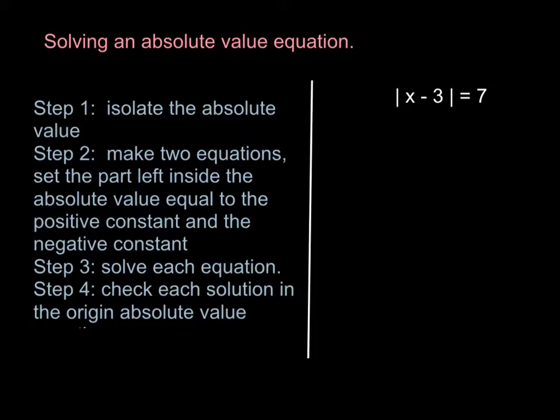So in an absolute value equation, we're going to turn this into two equations. The first equation is going to be x minus 3, which is the part inside, equal to the positive 7, but we're also going to set it equal to -7. This represents what's in the absolute value, and in the absolute value, we could have 7 or -7. Once we have the two equations, we're going to solve them like we would any normal equation.